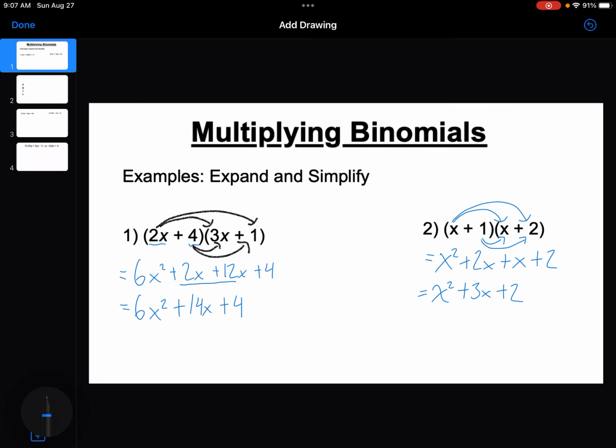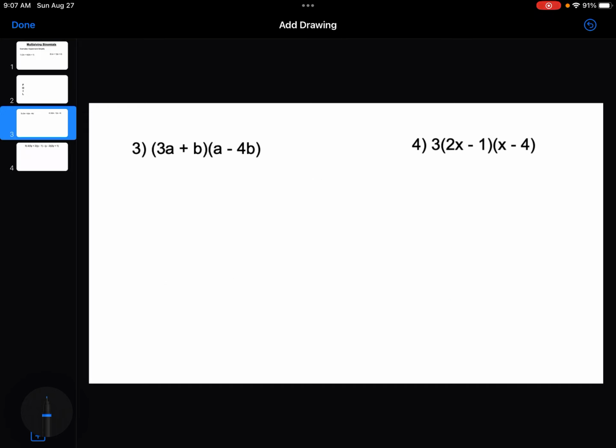It doesn't always happen, but if you look at the first 2 examples, we could add those 2 terms together to create one term. So if we look at this one, we now have variables in both cases. We're going to do our FOIL. We're going to go first times the first. 3a times a. It's going to give me 3a squared.